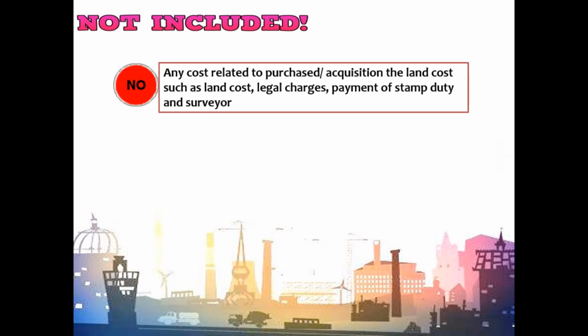However, there are some expenses that cannot be included as part of qualifying building expenditure, or QBE, such as any cost related to the purchase or acquisition of the land. Okay, the word land is very important. So you cannot include any acquisition of the land as part of QBE. So I repeat, any cost related to purchase or acquisition of the land, such as land cost, legal charges of land, payment of stamp duty and surveyor related to the land.